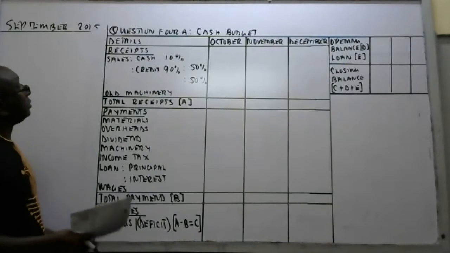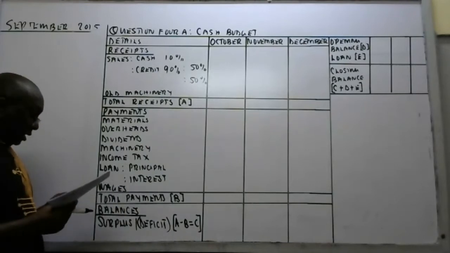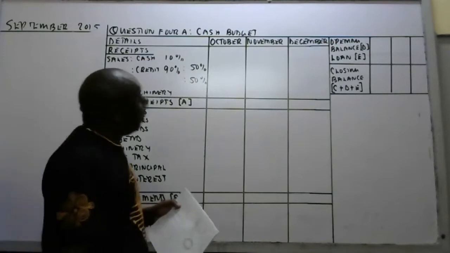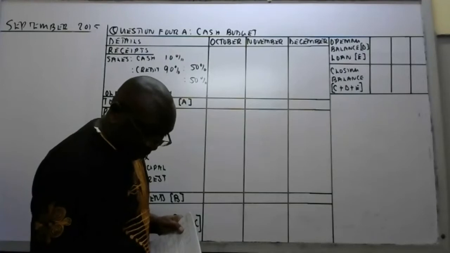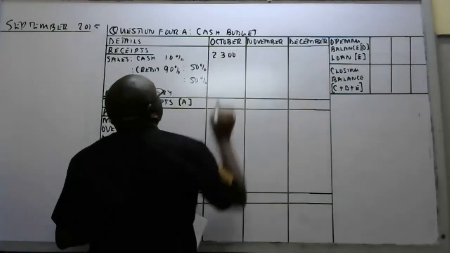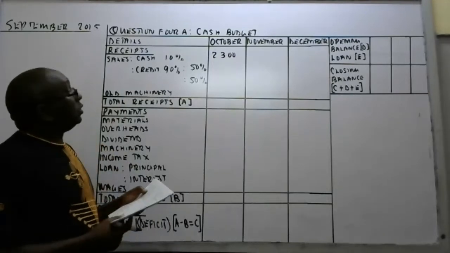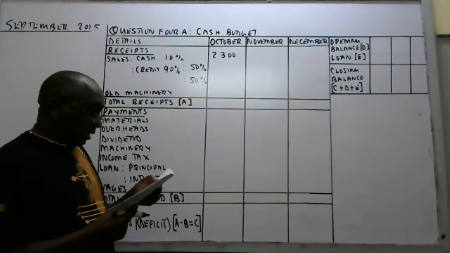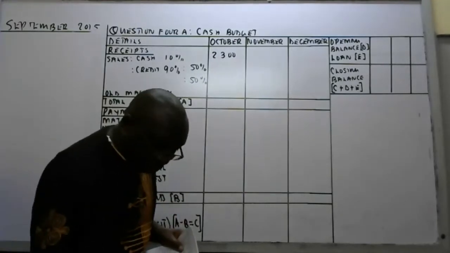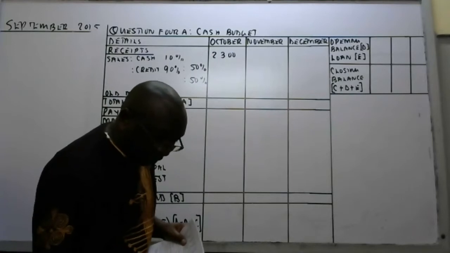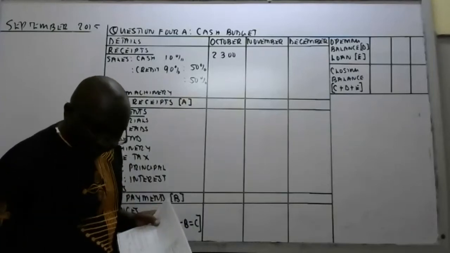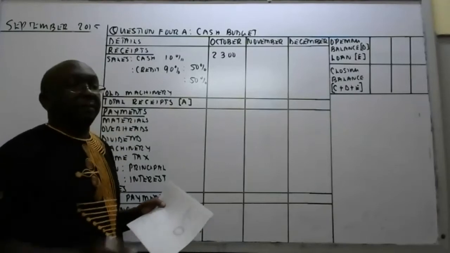So we now begin. In October they sold 23,000. So 10% of 23,000 is 2,300, which is cash. Then the balance, which is 90%, will be collected in the following month and the subsequent month. So the credit is 20,700.